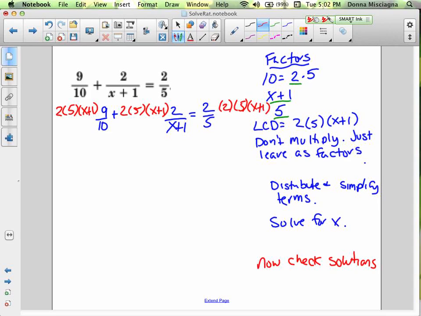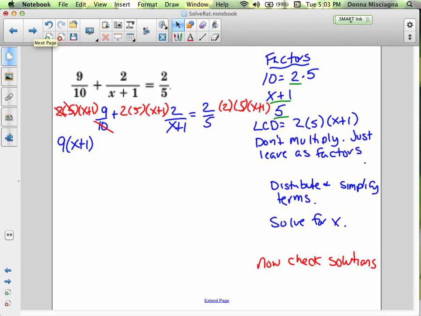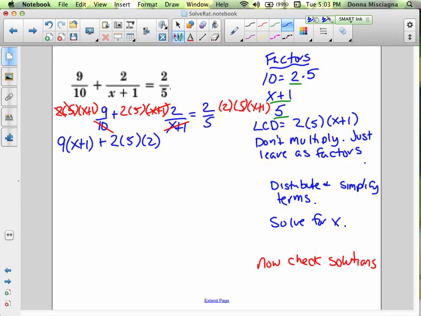Okay? So the 2 and the 5 will cancel out the 10. Right? And so for the first term, we're going to be left with a 9 times x plus 1. Right? And now if we move over a little bit, x plus 1 is going to get canceled with the x plus 1 in the denominator. So we're going to be left with a 2 times 5 times 2. And then the 5 will cancel with the 5 in the denominator. And it's going to be equal to 2 times x plus 1. Make sure you're careful and you write down everything that's left over.